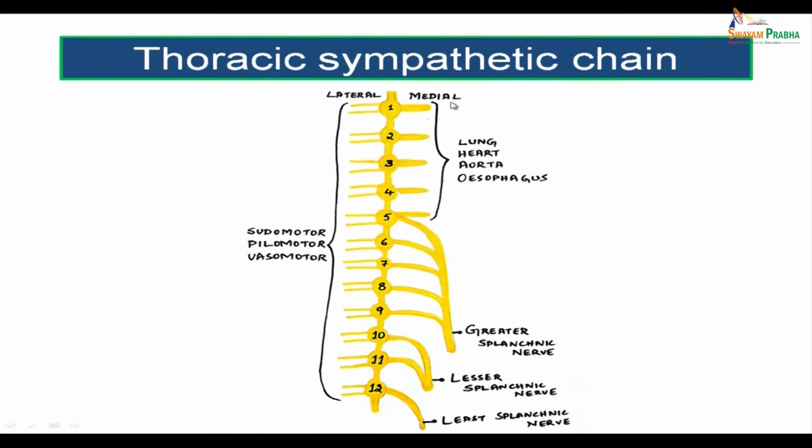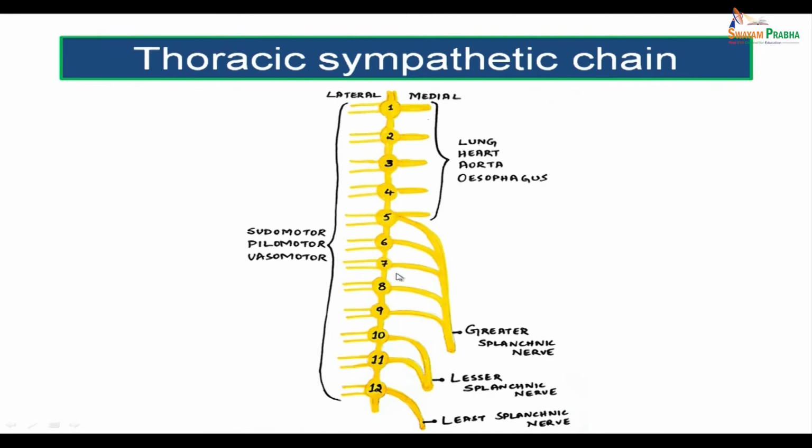The upper 1 to 5 thoracic sympathetic ganglia will give medial branches which are post-ganglionic in nature. They will be supplying the lung, forming the pulmonary plexus, the heart forming the coronary plexus and the cardiac plexus, the aorta forming the aortic plexus and the esophagus forming the esophageal plexus.